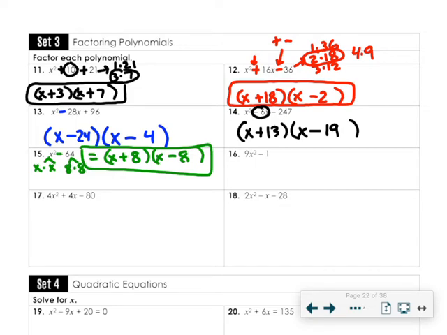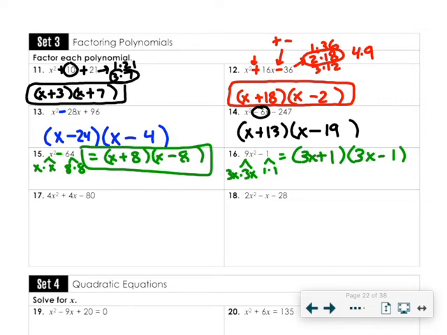These are shortcut problems. Same thing with 16. When it's only two things, that's what I would check for. Are they both perfect squares? You can write 9x squared as the same thing times itself. That would be 3x times 3x. 3 times 3 is 9. x times x is x squared. 1 you can write as 1 times 1. So this is going to equal the first thing in the first spot, 3x plus the second thing, which is 1. The second parenthesis needs a minus sign, 3x minus 1. Those are called difference of squares.